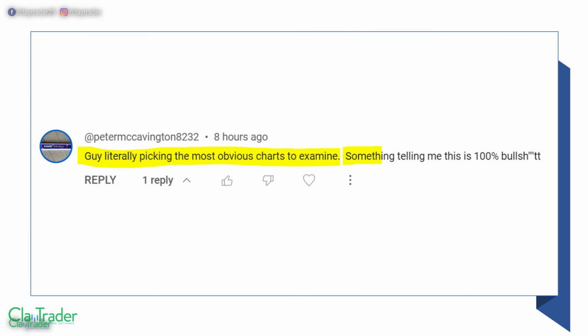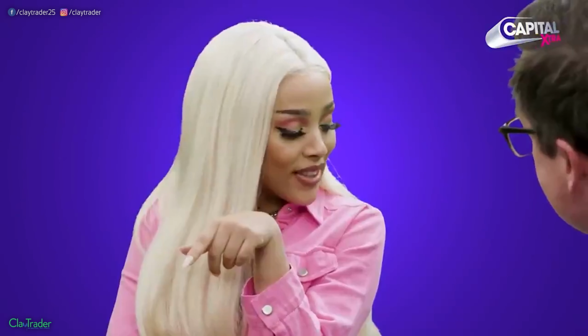And then he draws a weird parallel, something telling me this is 100% BS. Again, I'm not quite sure how he connected these two dots, but apparently for him or other people that think there's some sort of BS because I'm picking obvious charts, I want to explain why, and in doing so, this illustrates the two different approaches out there. So clearly this guy takes the other approach, and he's not wrong in that.